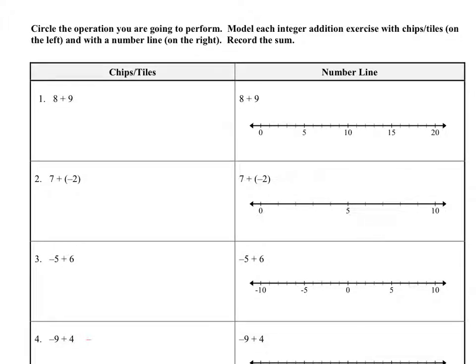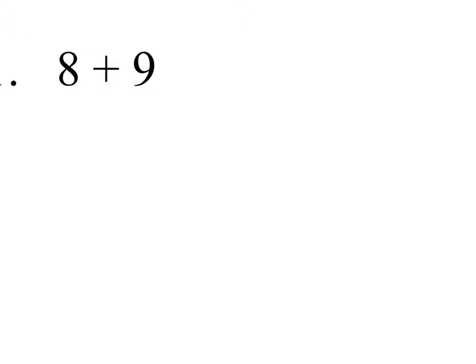So this says to circle the operation we're going to perform and then to model these. We'll model them, but I'm not so worried about the operation on these, okay? So we'll go ahead and model these, and then we'll find the sum as well. Alright, so 8 plus 9, we're going to need some models for this, right?